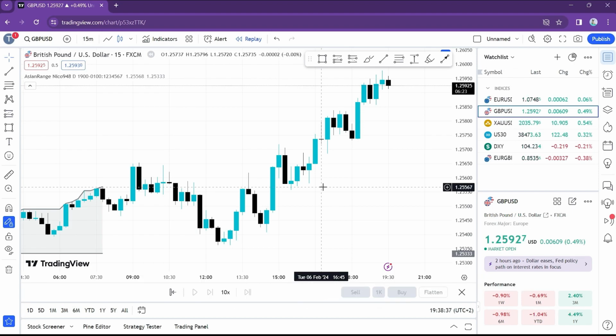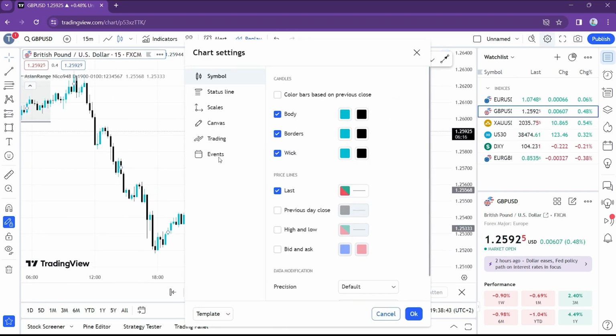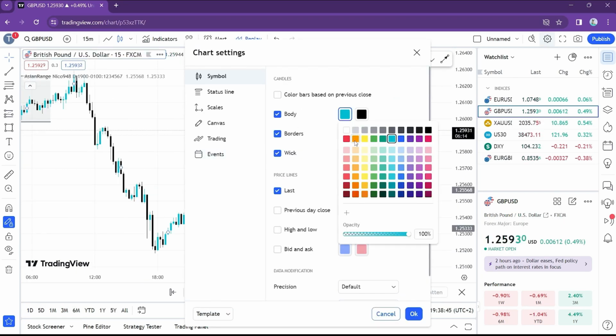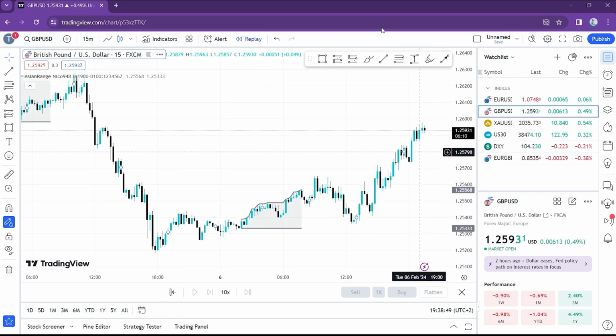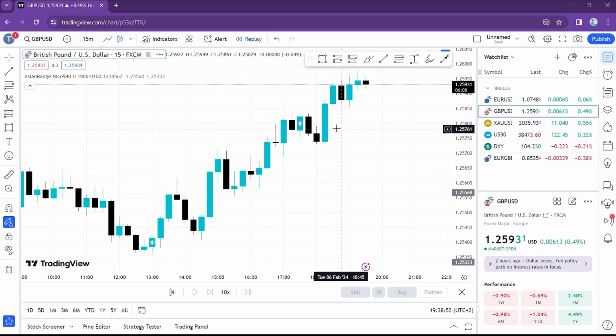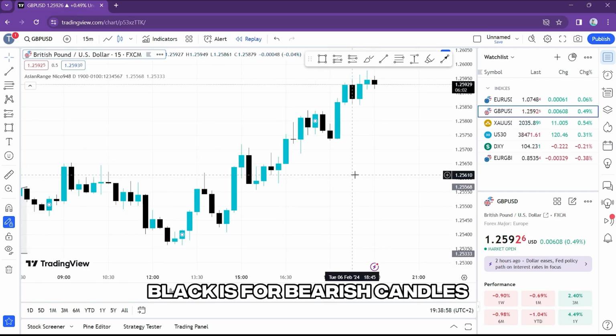As you can see, again, my colors are blue and black, but mine were also red and green. As you can see, I simply change the color from here. All you have to do is double click on the candles and you can change the color. Blue is for buy, black is for short.